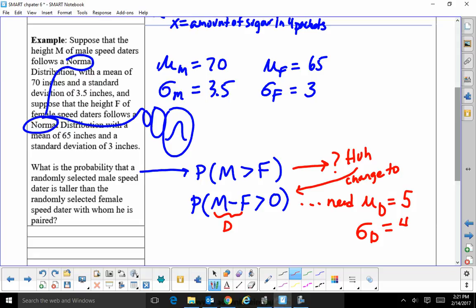So see if you get these two values. I would show your work in your notes so you know how you got them. Those are the two values you should get. And if you get those two values, see if you can finish the problem now.